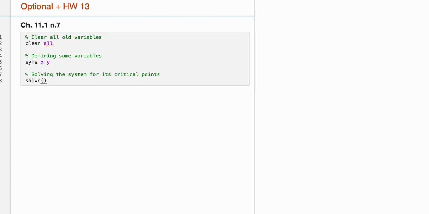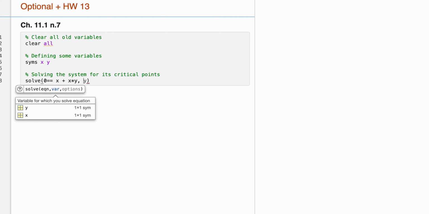We use the solve function for that, and inside we want to put all of the equations that we want to solve. In this case, we have a system of two equations. Remember, we're putting the slope equal to 0 because that's what it means to be a critical point. So instead of x prime, we put 0 is equal to, and equality is given by a double equal sign in MATLAB. It's equal to x plus x times y. Then we put a comma to signal to MATLAB that we're passing to the second equation. It's also going to be y prime equal to 0. We're setting the slope to 0, that's what it means to be a critical point. Minus y minus x times y.